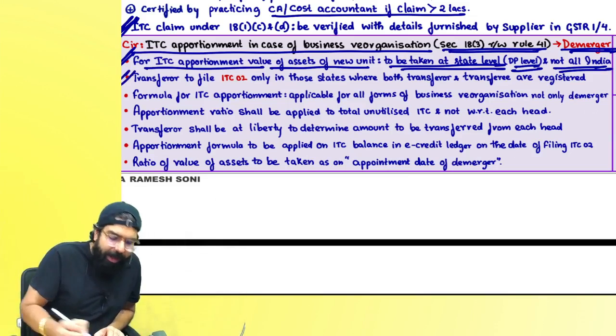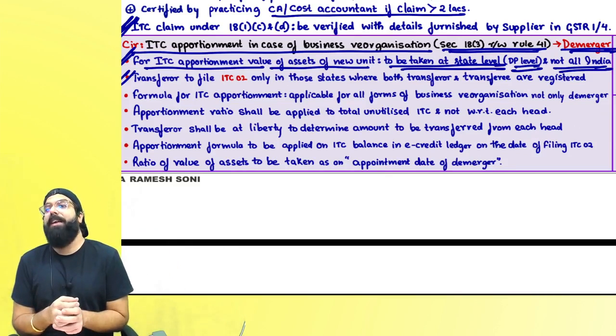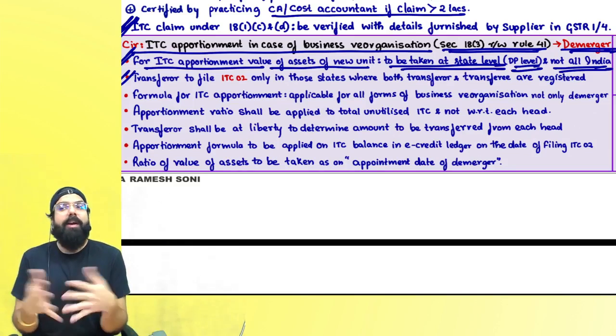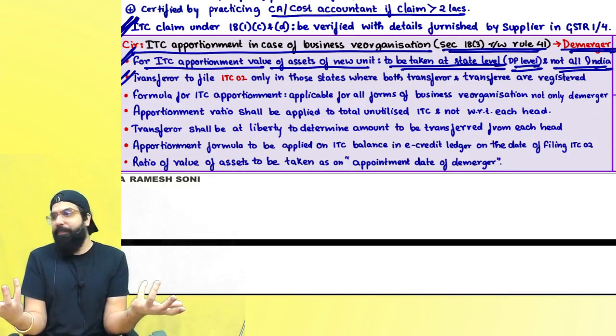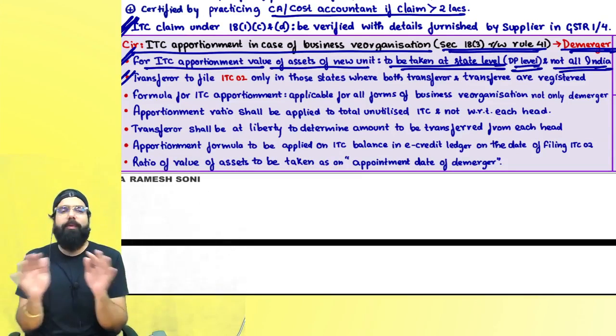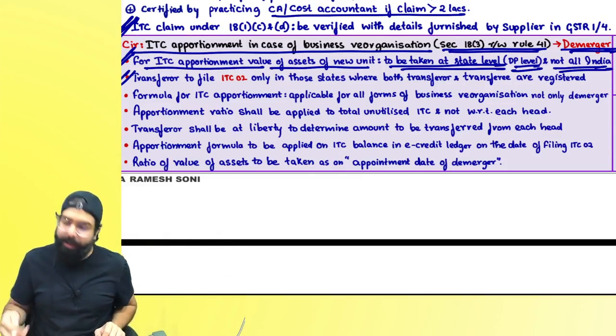Then people asked, do I have to file ITC 02 in every state? Government told you have to file ITC 02 in case of demerger, basically in those states only where both transferor and transferee are there. If in one state transferee is not there, then why will you file ITC 02? You have to file ITC 02 only in those states where both transferor and transferee are registered.